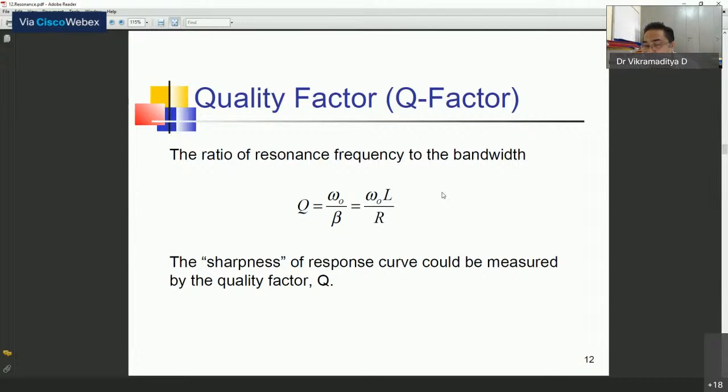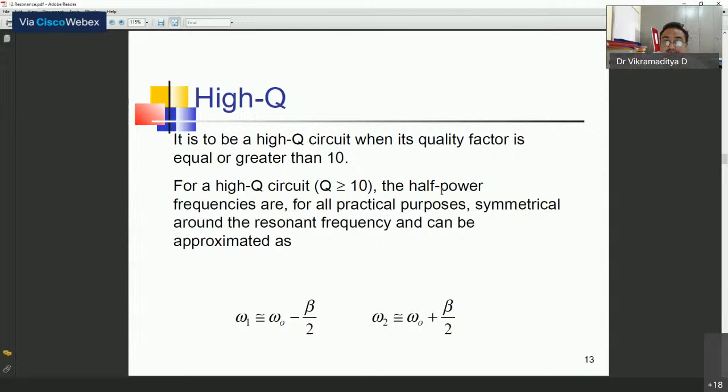in inverse relationship. More will be the bandwidth, less will be the quality. Okay, and less will be the bandwidth, more will be the quality. The more quality means more sharp will be the curve. Okay, so when it is a high Q, when I say high Q means the quality factor is greater than 10. If omega naught upon beta comes out to be greater than or equal to 10, then we say it is a high Q circuit. Okay.